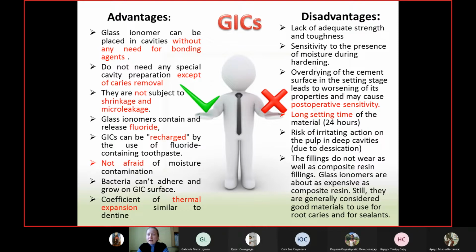Basically, anhydrous type conventional glass ionomers. Fillings do not wear as well as composite resin fillings. Glass ionomers are about as expensive as composite resins, but still they are generally considered good materials to use for root caries and for sealants, and they are very attractive for pediatric dentistry as well.